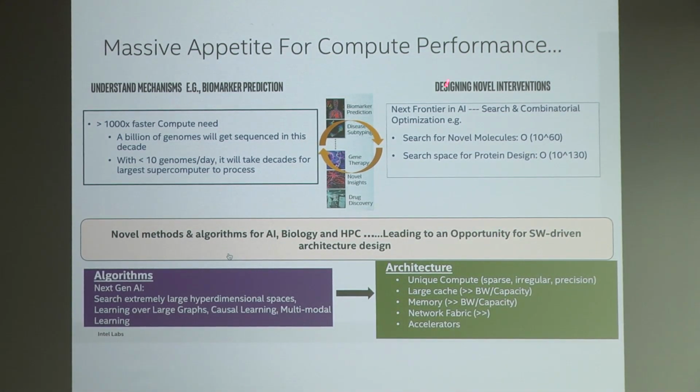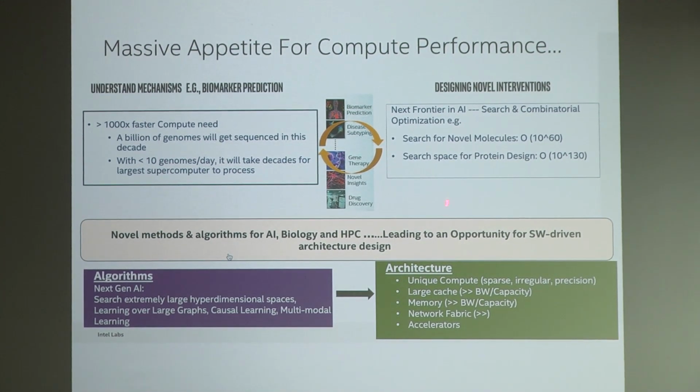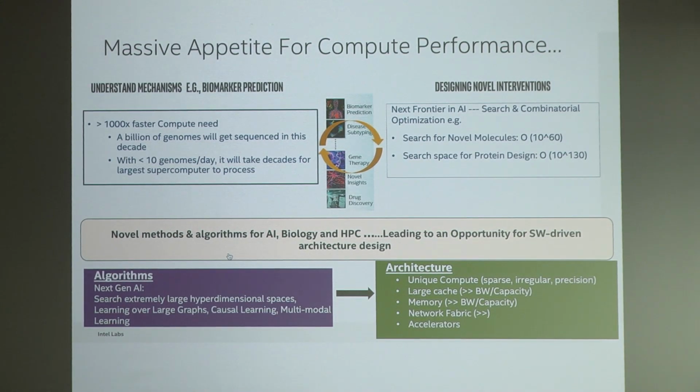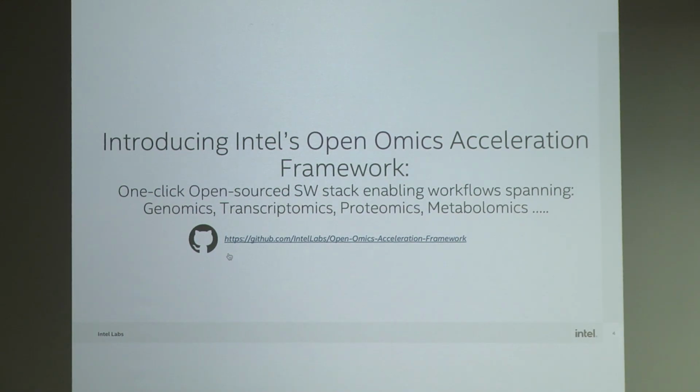Okay, so how do we solve this? We need to develop novel methods and algorithms in different domains to solve these kinds of problems. And once we have that ability with the methods and algorithms, then they will naturally lead to software-driven processor architecture design. So our computing needs to be evolving with all these advancements. To that end, we are preparing for tomorrow. Lots of data require lots of compute. What do we do? We are preparing for tomorrow, and we are proposing OpenOmics.